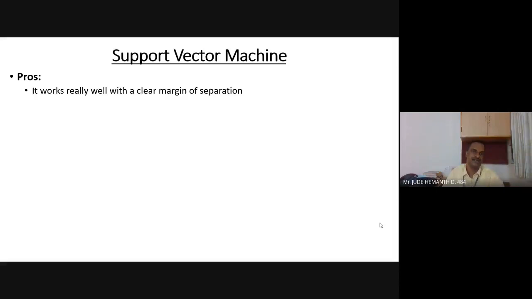So the advantages: it works really well with a clear margin of separation, right? So the accuracy is always going to be high, because we always focus on the maximum distance. It is effective in high dimensional spaces, right? So when you have a larger number of features, your SVM is going to be much more effective.